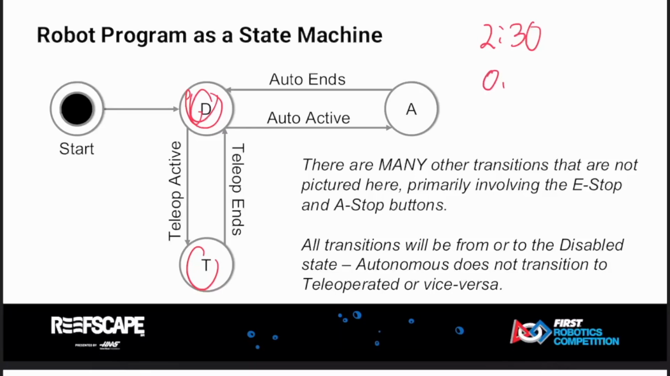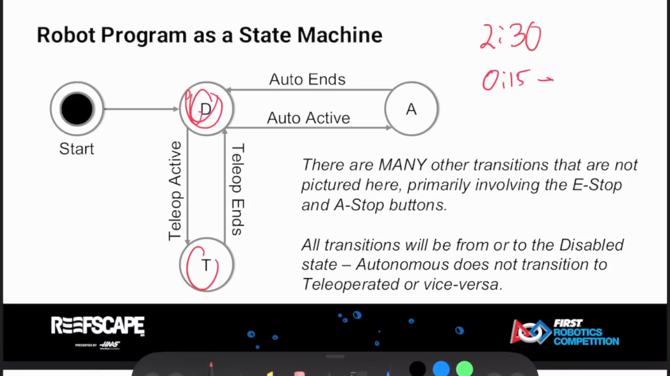And the first 15 seconds of that are auto. And then the remaining 2 minutes and 15 seconds are teleop. So the match starts. Robot's very briefly disabled, and before the match it's disabled. Match starts, boom, go to autonomous. Do that for 15 seconds. Boom, back to disabled for a split second. Boom, teleop. Match is over, disabled again.